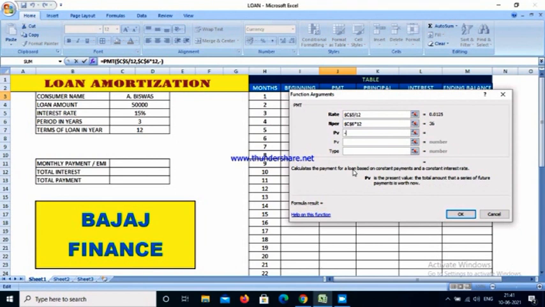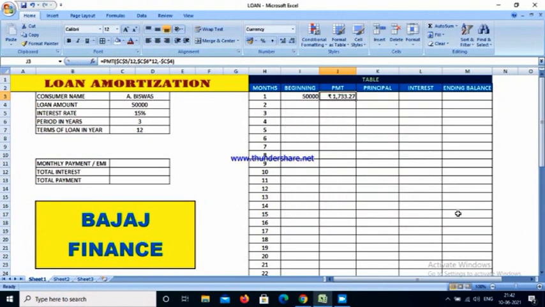Actually it will help to append my original value, the present value. Present value means your original loan amount, 50,000. Click over here, press F4, click OK to continue. Now look at here, students. I got my per month amount as EMI amount. So per month the consumer ABC has to pay 1,733 rupees 0.27 paise.